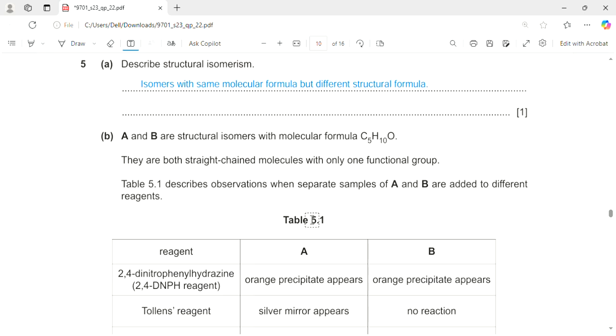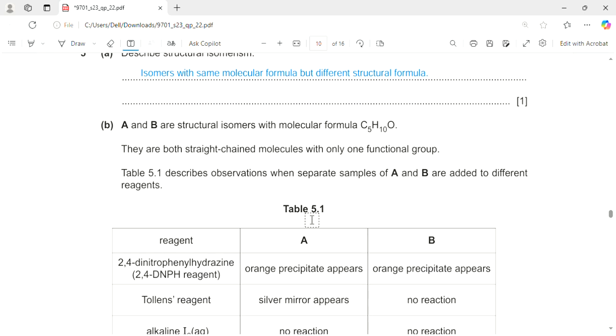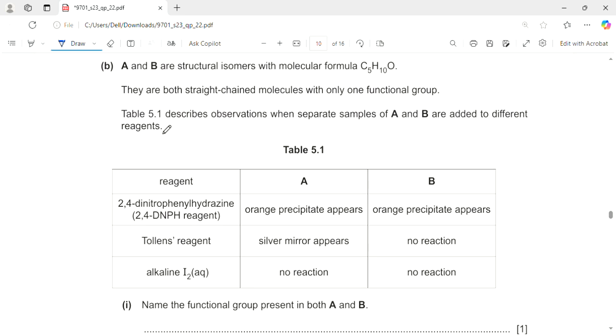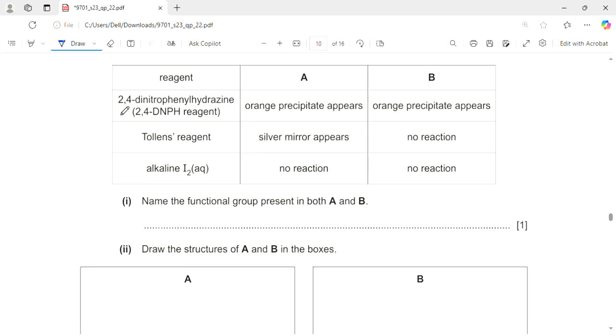Now part B, let's start. A and B are structural isomers with the molecular formula C5H10O. They are both straight chain molecules with one functional group. Figure 5.1 describes the observation when separate samples of A and B are added to different reagents. Region 1 is 2,4-dinitrophenylhydrazine, which is 2,4-DNPH.